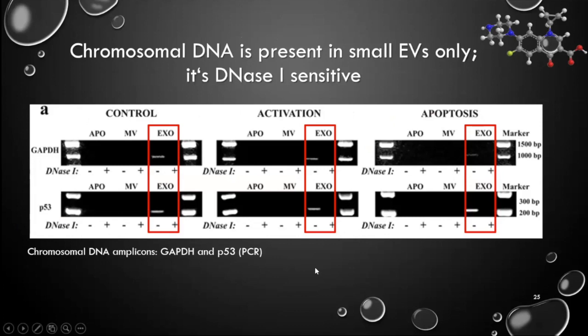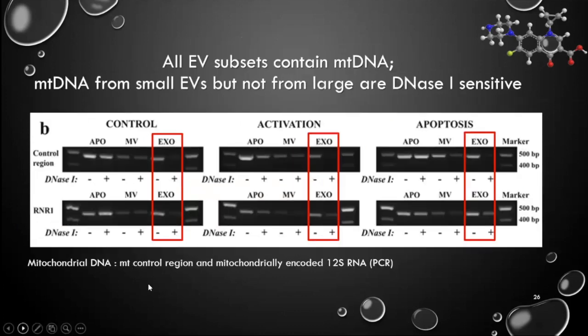So the authors also show the presence of chromosomal DNA only in the small vesicles, and this DNA is DNase I digestion sensitive. However, all of these subsets contain mitochondrial DNA. In the large EV sample, it wasn't sensitive to the DNase I digestion. However, in the small vesicles, it was, for all three experiments.